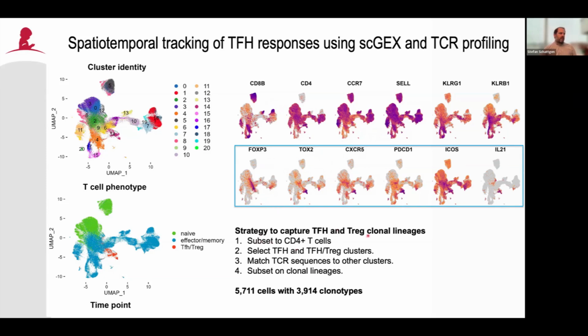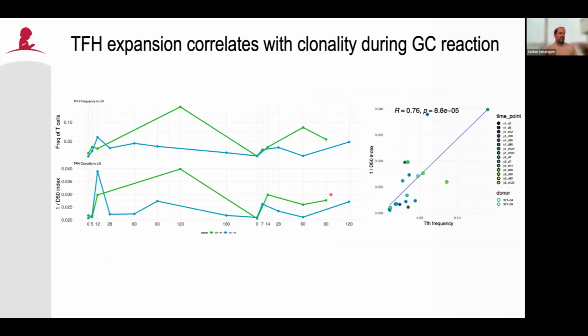So in order to capture the TFH and Treg clonal lineages, we first subset on the CD4 positive T cells, and then we select out the TFH and TFH Treg clusters. Then we take those TCR sequences within those cells that we pulled out and match them to all other clusters to capture any other cells that may have fallen out or have deviations in their transcriptional profiles that might be biologically relevant. And then subset on those clonal lineages. So in the end, what we have is about 6,000 cells and about 4,000 unique TCR clonotypes that we're looking at. Now, before I go into the gene expression data too much for these, I wanted to just talk about the TCR clonal dynamics of these samples first.